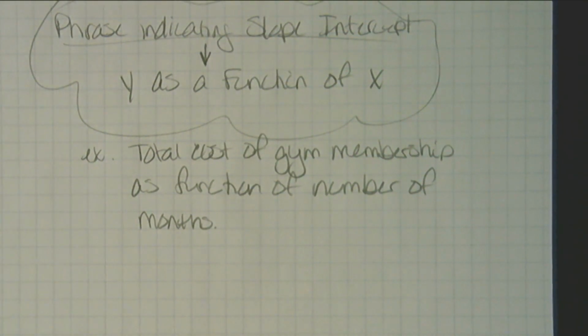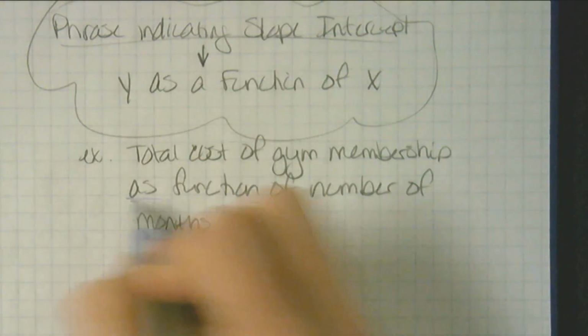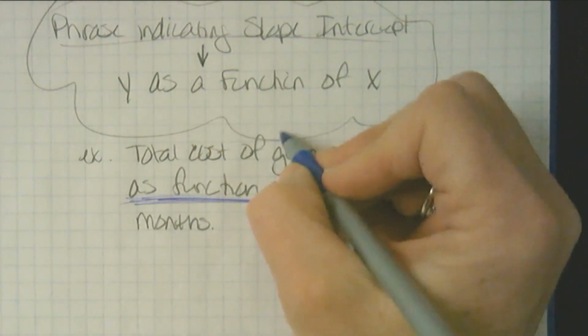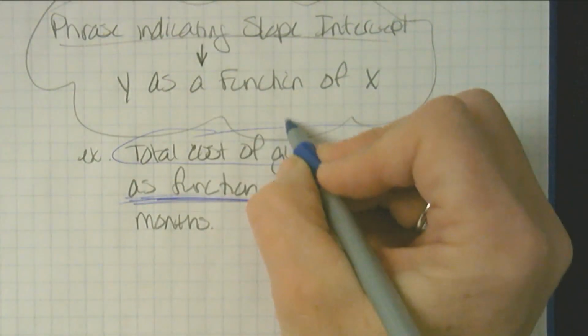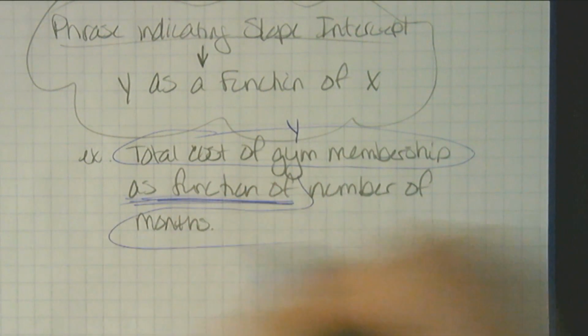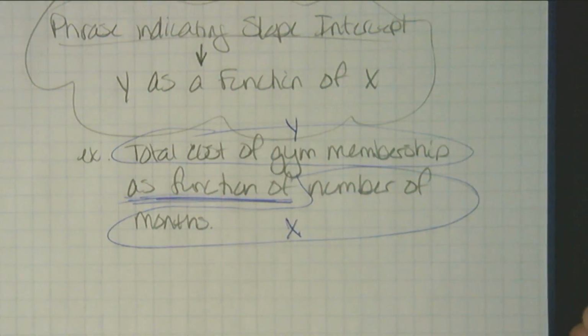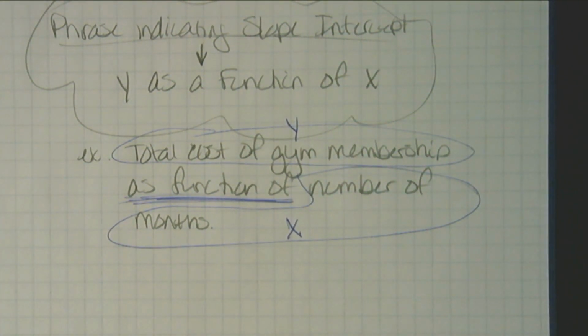Right? And if we take a look at this, here's my as a function of, which means my information before it must be my y, my information after that must be my x. Y as a function of x. Total cost of a gym membership as a function of the number of months. So that's what you're looking for that indicates we have slope-intercept.